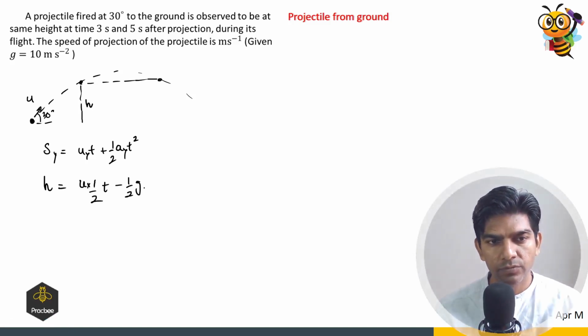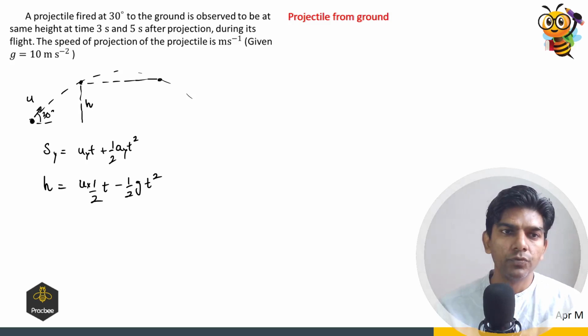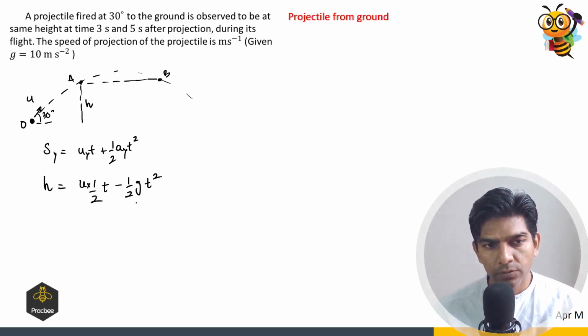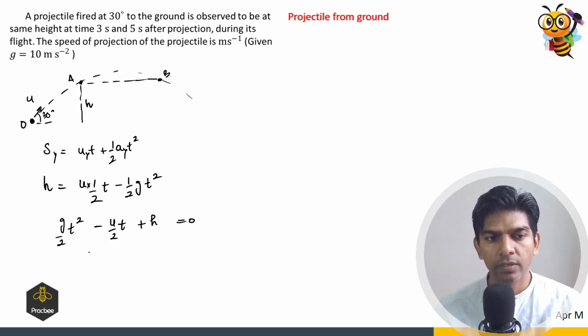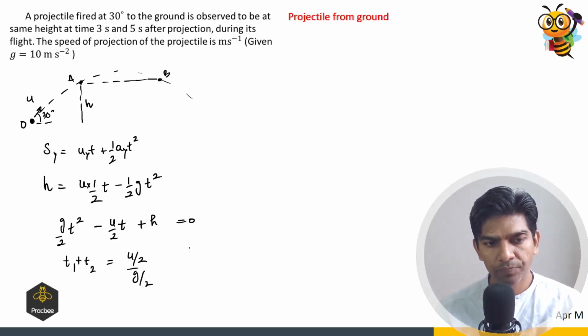Minus half g t square. Got it? So we got a quadratic in time. From O to A the time is 3 seconds and from O to B the time is 5 seconds. So now from this it can be written as g by 2 t square minus u by 2 t plus h equals to 0. So t1 plus t2 will be minus b by a, that will be u by 2 divided by g by 2, and t1 t2 will be c by a, which will be h divided by g by 2.